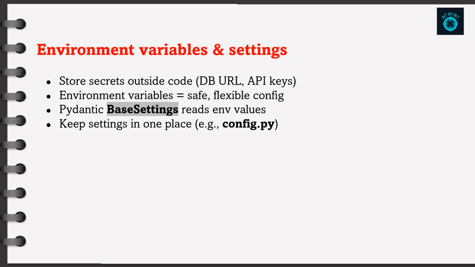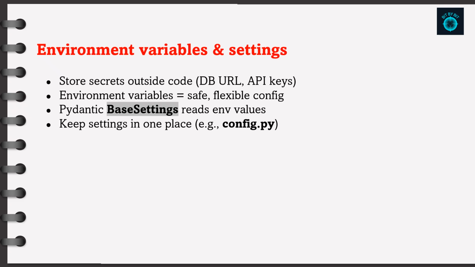An environment variable is a key value pair stored outside the application. For example, a database URL can be stored as DB_URL in the environment and then loaded into the app at runtime. FastAPI works perfectly with Pydantic for this. Pydantic provides a class called BaseSettings, which can automatically read environment variables and map them to Python attributes.